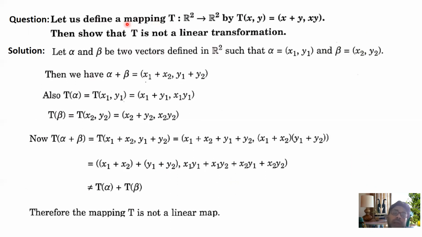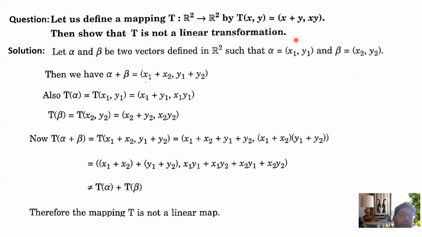If you can write at the place of transformation, if by mistake you have written a mapping, this is also correct. Okay, let us define question number 3. Let us define mapping T colon R2 to R2, that is 2 dimension, by T(x,y) equals x plus y comma xy. Then show that T is not a linear transformation.